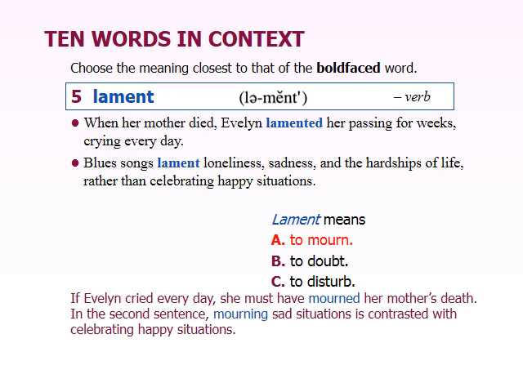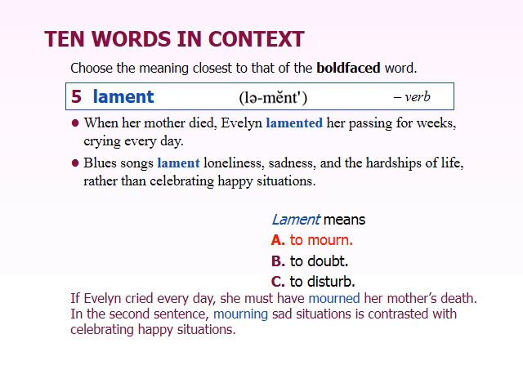So on page 107, mourn is actually number. I'm sorry, lament is number 7, and it says to express sorrow for or about, mourn for. So in the first one, Evelyn is mourning or lamenting her mother's death. She's feeling sad about and thinking about the death of her mother. In the second one, blues songs, it's this type of music, and the music tends to talk about people being lonely or sad or having hard times.